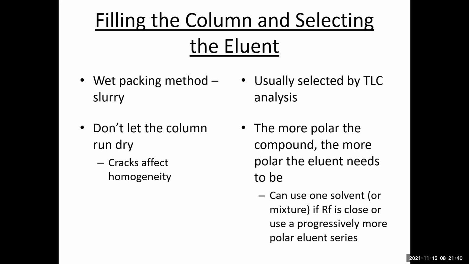For example, if I'm using ethyl acetate and hexane, ethyl acetate is much more polar than hexane. So I can have a gradient where I start off with pure hexane, or maybe 10% ethyl acetate and hexane. And then later on, I can increase to 20% ethyl acetate and hexane, and maybe 30% ethyl acetate and hexane. And you get the idea, right? Until all the compounds elute out of the bottom of the column.